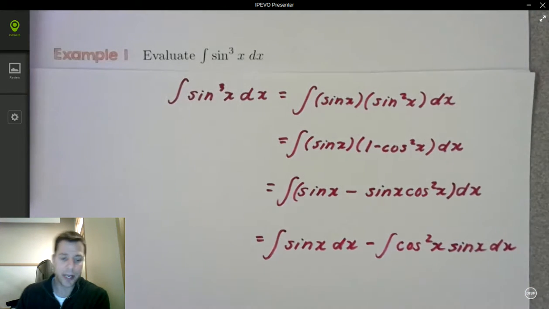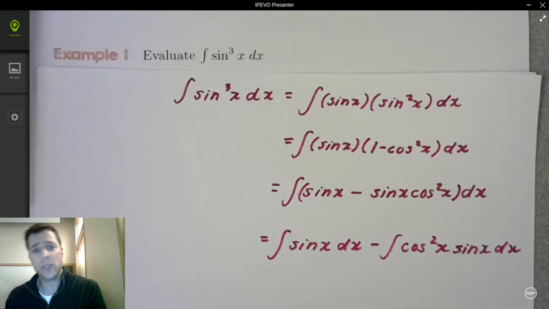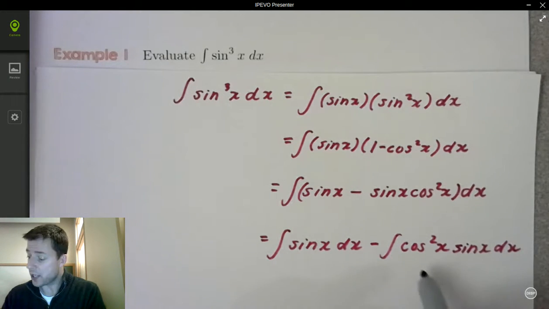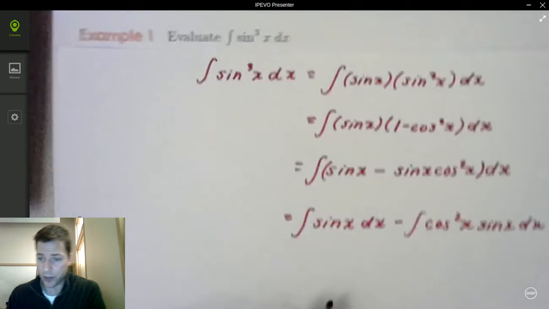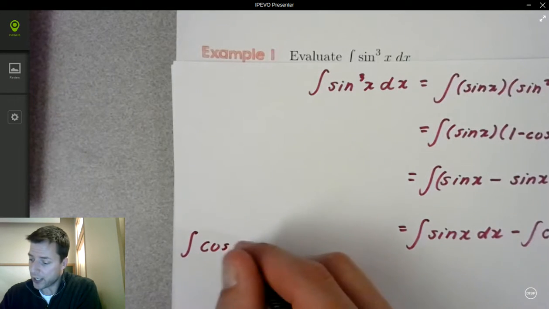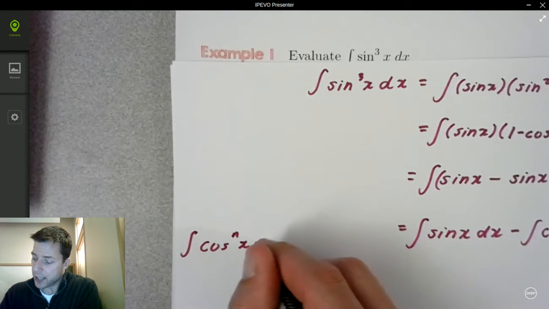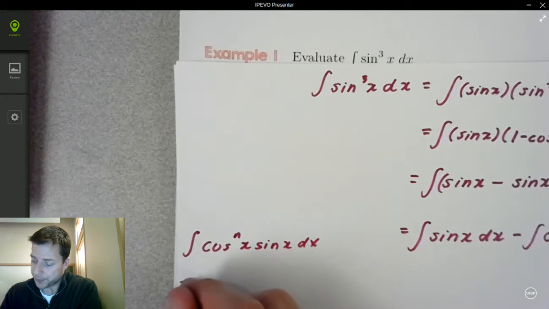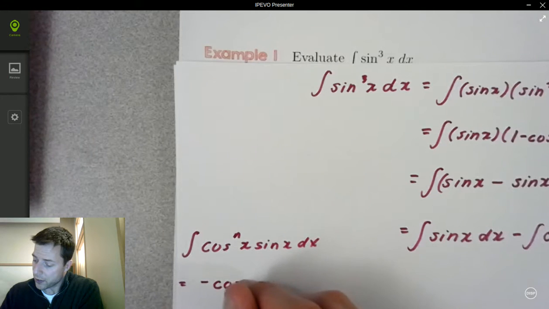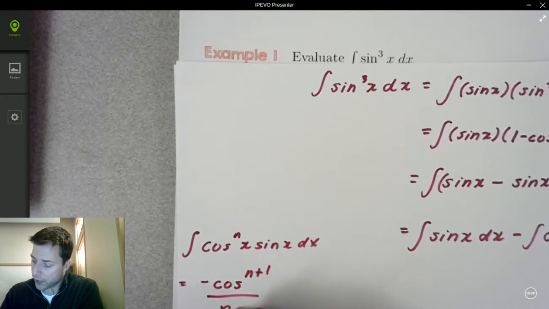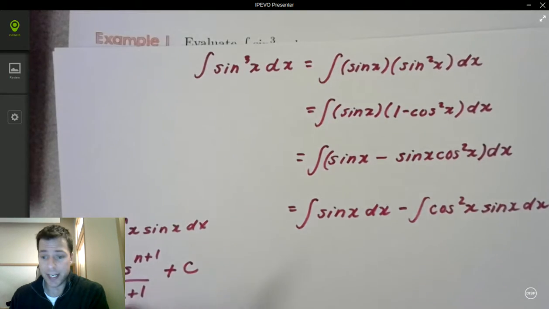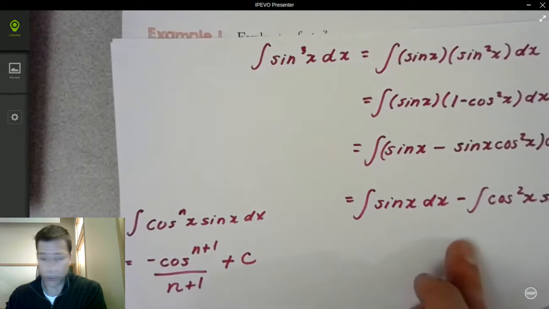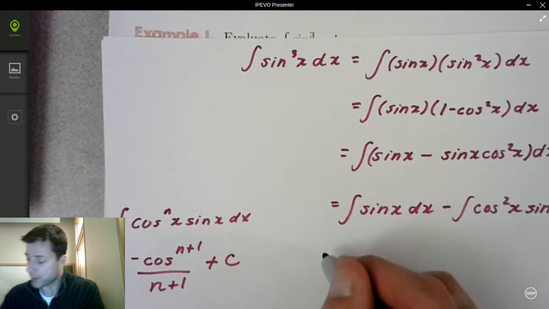Now depending on what you know about this particular function, this is one of our integral properties. If you have the integral of cosine to the n of x times sine of x dx, it's just cosine to the n plus 1 over n plus 1, plus c. That is the answer to that question. So that is a rule. If you don't have that rule, you can use substitution, but I'm going to follow this rule here.